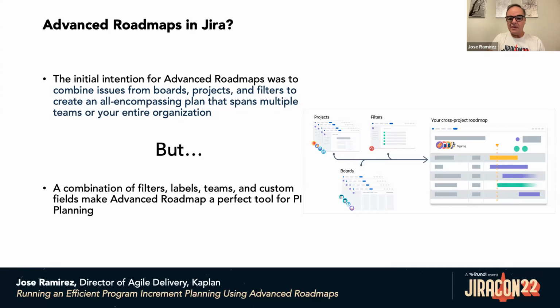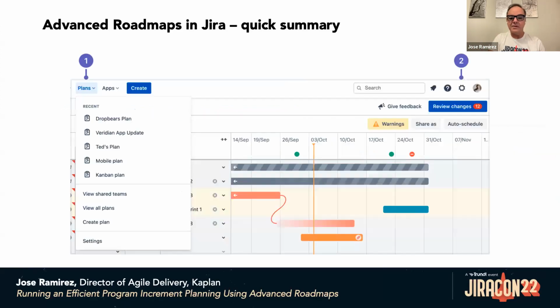So let's review briefly the main concepts of Advanced Roadmaps. Advanced Roadmaps is available in Jira in the Plans menu. As you can see, you click on the Plans menu, identified with the number 1 in this slide. You have the plans that you created, and then the creation of plans and the settings. So this is the initial view. You can open an existing plan. A plan is an advanced roadmap.